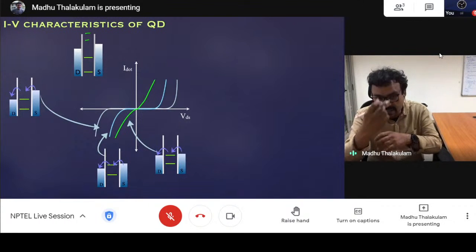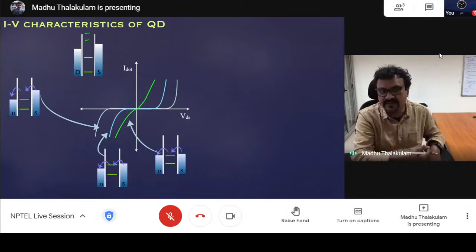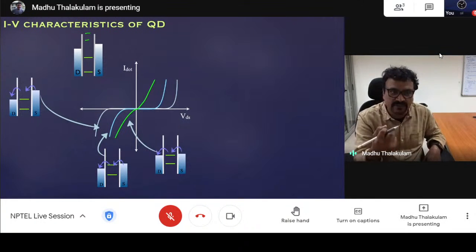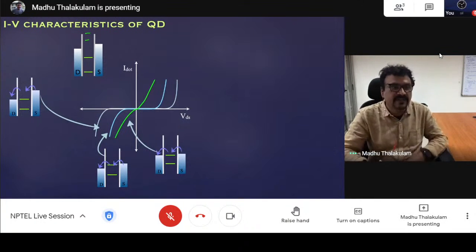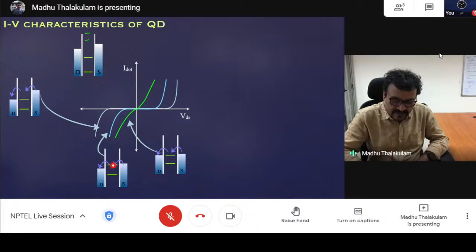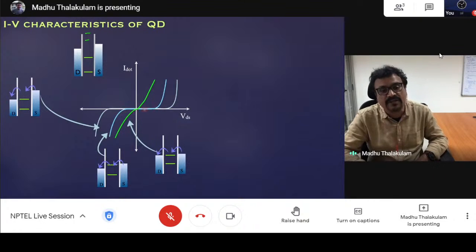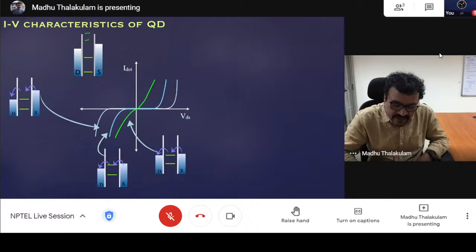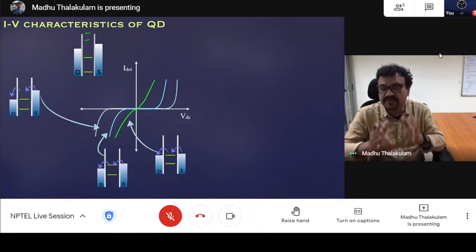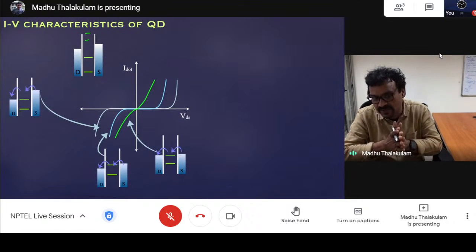But now instead of making this source drain voltage high, what you can also do is bring that level down, as we have just explained in the previous slide, into the window of source and drain. In that case, you get the level within the window, and you don't have to go that high in the source voltage to get the transport through the dot. That means you will have a narrower blockade regime.